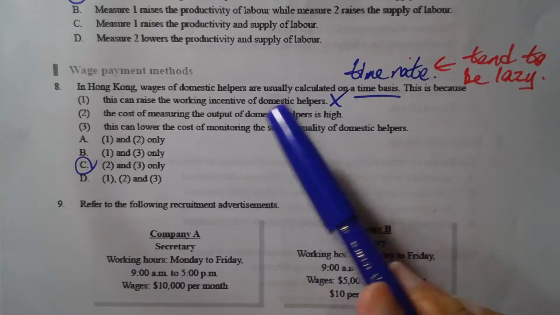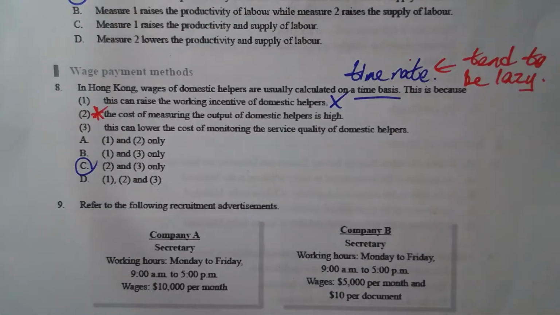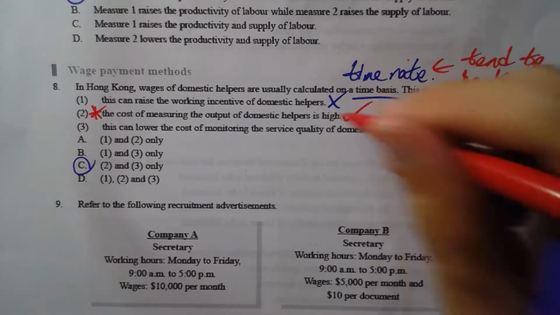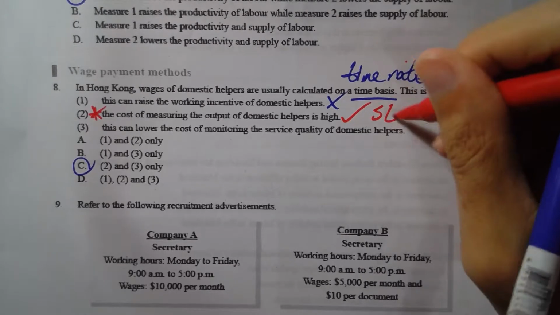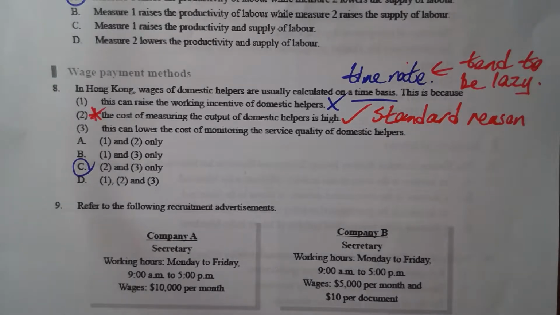The cost of measuring the output of domestic helper is high. Yes, please. I think this one, good for recitation. 背咗佢都得㗎啦。This is a standard reason for using time rates. 因為點解啊？Time rates is so difficult to measure the output. For example, to measure the performance of a domestic helper, you need to try to quantify 量化啦 how good they do, which is quite a hard job to do, right?